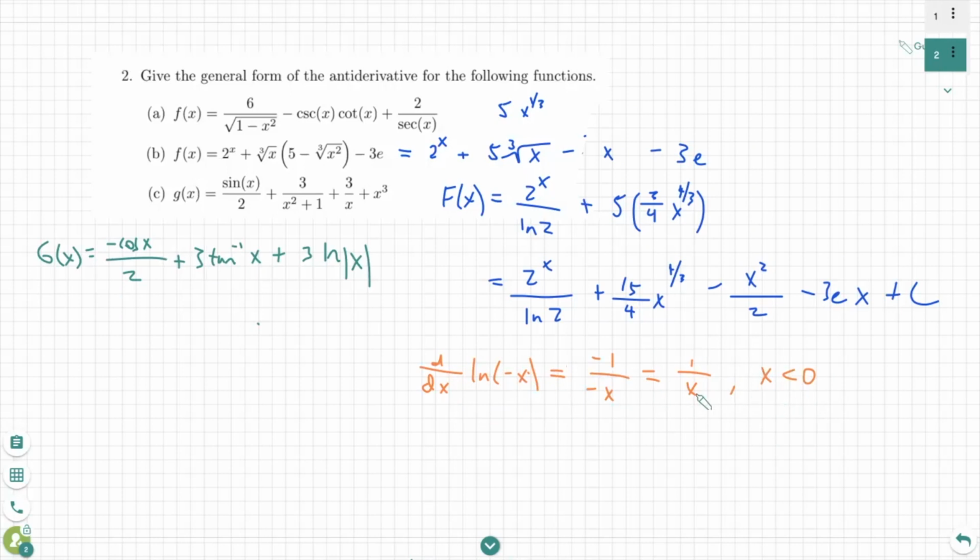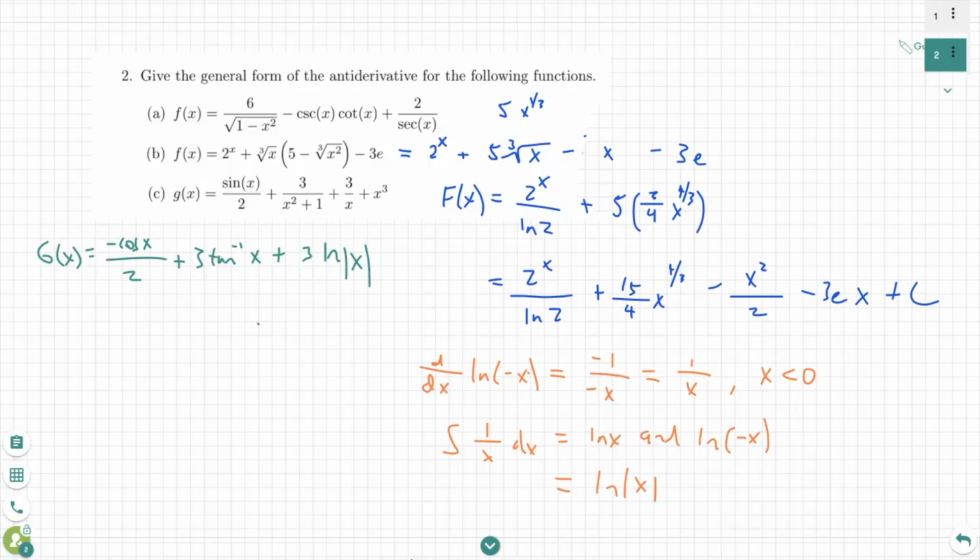Okay, so the idea is that the derivative of ln of negative x is also 1 over x, so the antiderivative of 1 over x is both ln x and ln negative x. So ln x for the positive x values, ln negative x for negative x values. Then we can put them together using absolute value to express that we have the positive and the negative x's. That makes sense. Okay, got it.